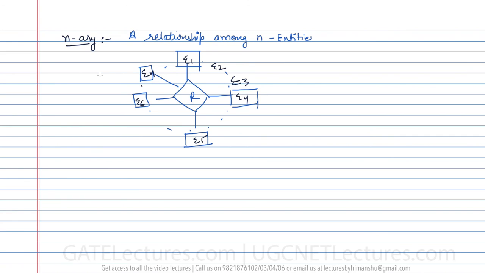Now there are two types of constraints which we can apply on these entities. Number one is the key constraint, and the second is the participation constraint. Then we are going to study cardinality of a relationship. With the key constraint, participation constraint, and cardinality, we'll see what are one-to-one, one-to-many, many-to-one, and many-to-many relationships. So now let us move on to the next video, where I'm going to tell you about key constraints and participation constraints.